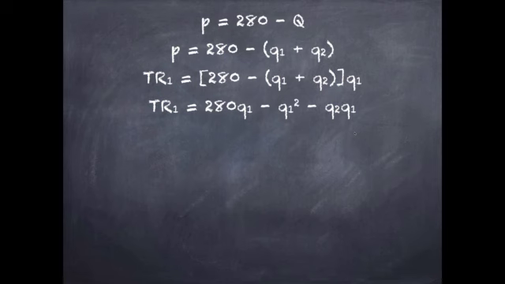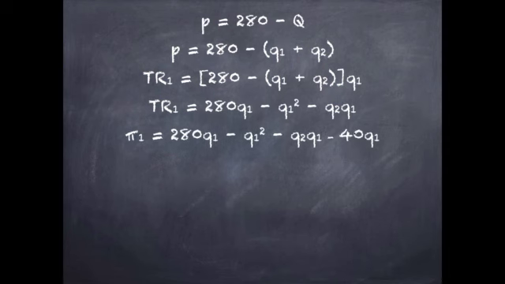Now we're going to have to subtract off our total cost to give us the profit function. So the profit function of firm 1 is equal to that. This left-hand portion here is just total revenue, and on the right we have our total cost. We were told that marginal cost is equal to 40, so 40 times Q1 will give us the total cost of firm 1. And the left-hand side here is the total revenue of firm 1.